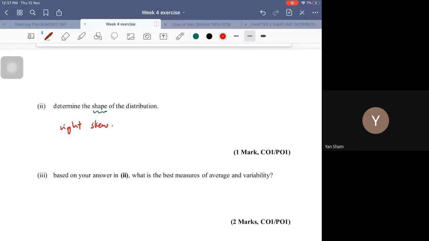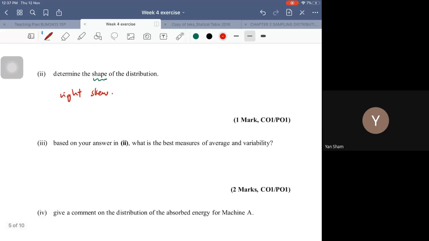It says here, based on your answer in 2, so based on the shape of this distribution, what are going to be the best measures of average and variability? Remember what measures of average are. There are a lot: the mean, the median, the mid-range. Those are measures of average. And measures of variability are variance, standard deviation, and the IQR, the interquartile range.